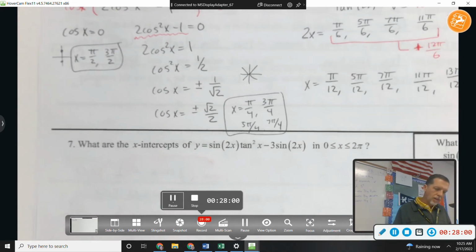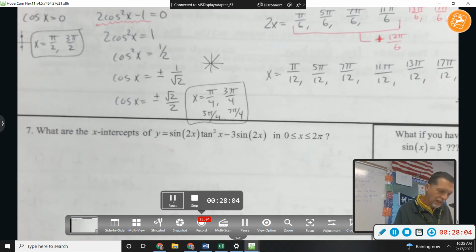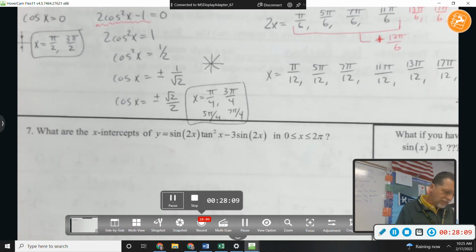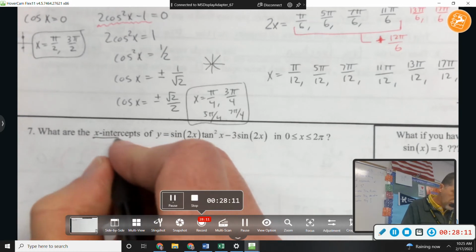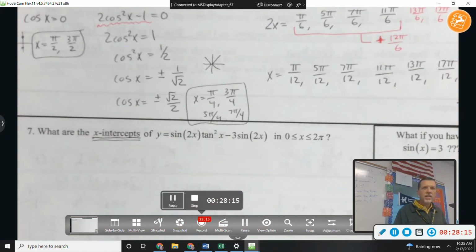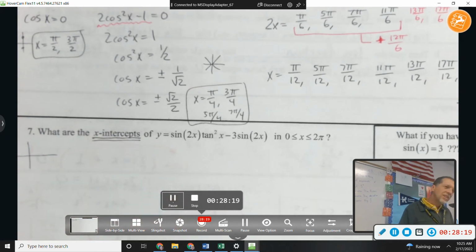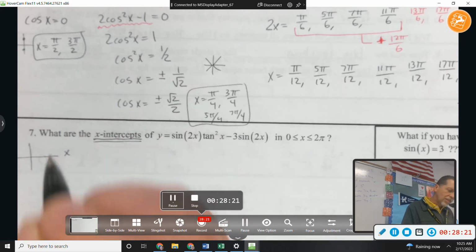All right, last one. And there's some box over there with some question in it. We'll worry about that in a minute. Okay, what are the x-intercepts? X-intercepts, what's that mean? What'd you say, Tyler? Where it goes over the x-axis, okay.